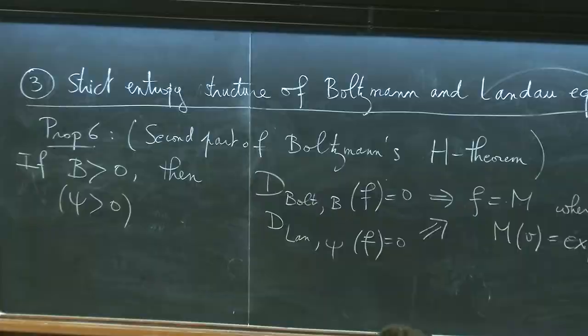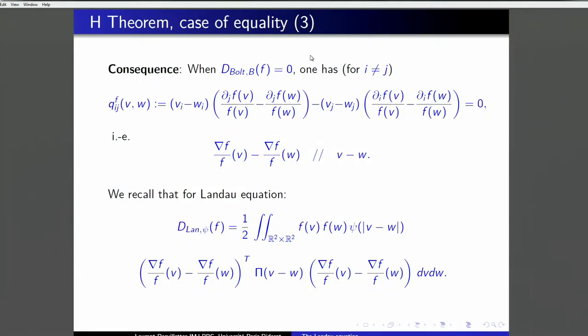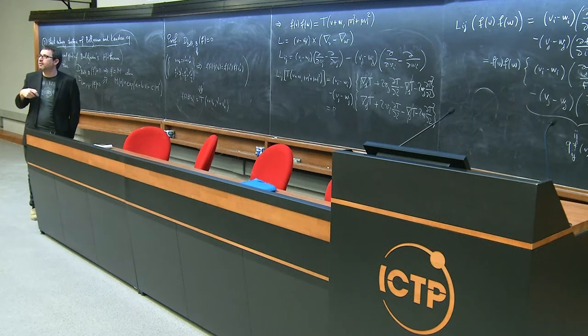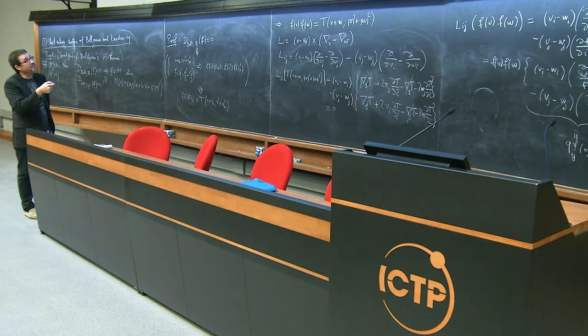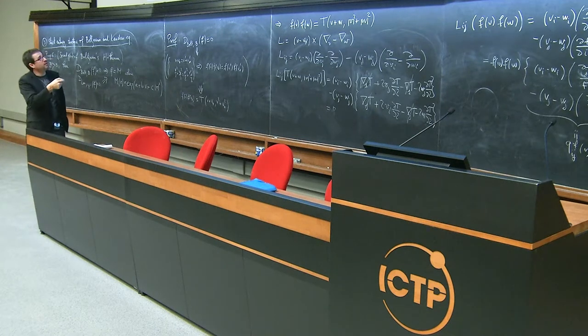And if now you say, let's try to prove the proposition in the case of the Landau equation, then this means exactly that for all v and w, this quantity here is equal to zero. But now this is a quadratic form applied to the same vector. And this quadratic form is represented by a matrix which is semi-definite positive. So this exactly means that this quantity here has to be in the kernel of this matrix. But this matrix is a projector onto the orthogonal space to v minus w. So this exactly means that this quantity has to be parallel to v minus w. So actually, if you start from the Landau equation, you end up immediately at the same level here.